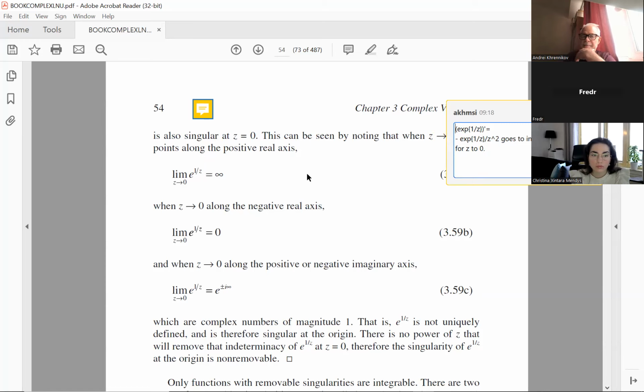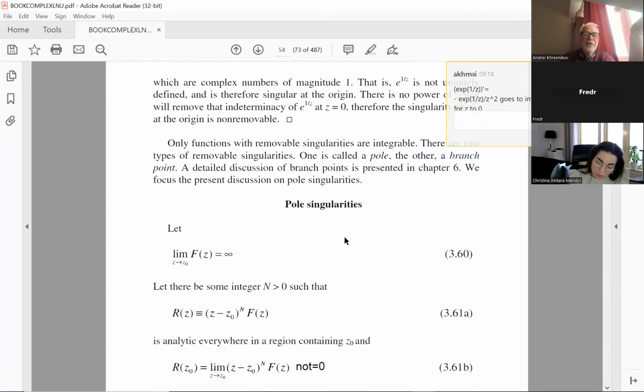Because if we take the derivative, the derivative goes to infinity. Now, if we multiply this derivative by any degree of z, we would not save the situation, because when we start to differentiate, we will get the same. So it is meaningless to multiply exponent 1 divided by z by any degree. We still would not remove the singularity. So this is a non-removable singularity.